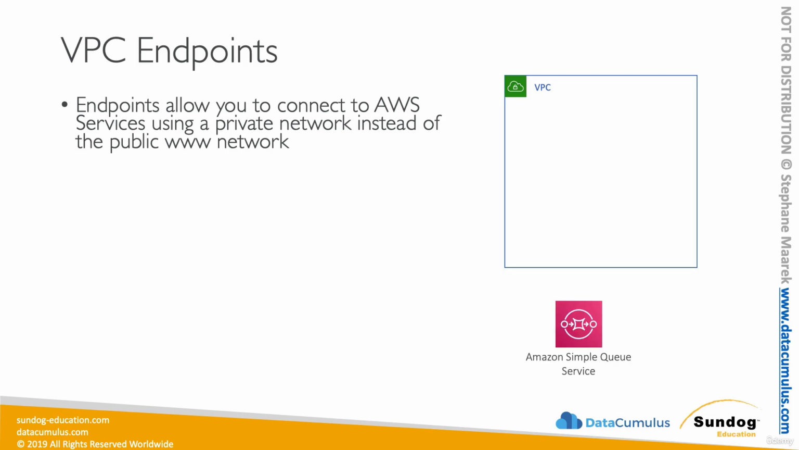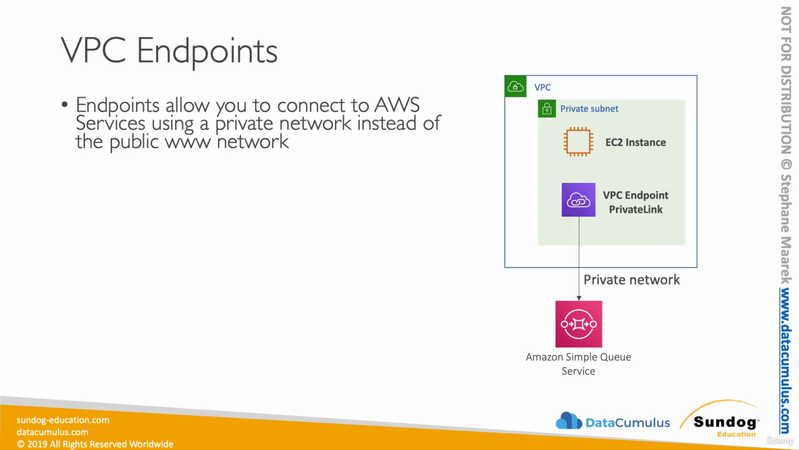you have SQS. SQS is a public service. You can access it, for example, from your local computer, and so it's accessible on the World Wide Web. But say you wanted to access it from within an EC2 instance on a private subnet. So how do we do this? Well, one way would be to give internet access to that EC2 instance, but that would be a bit tricky because you need to create a public subnet, an internet gateway, all that stuff.